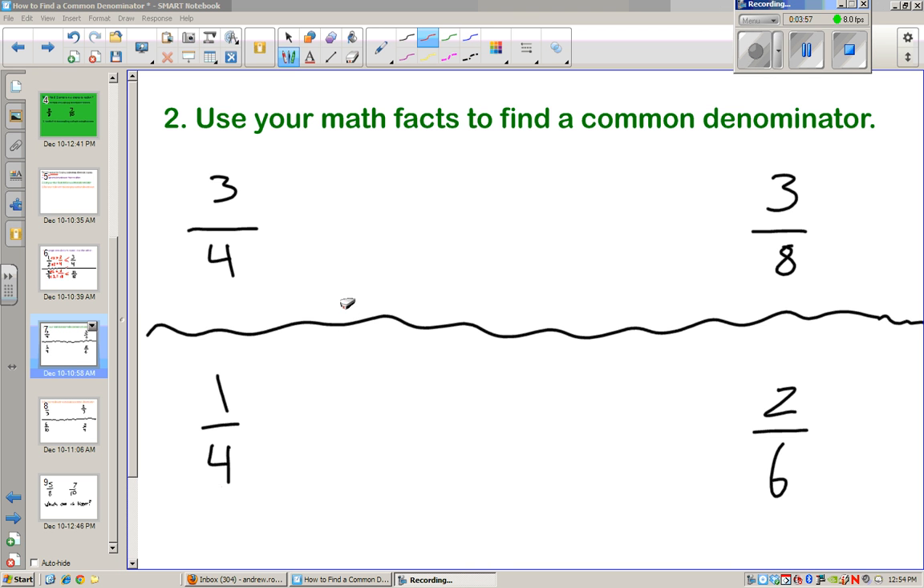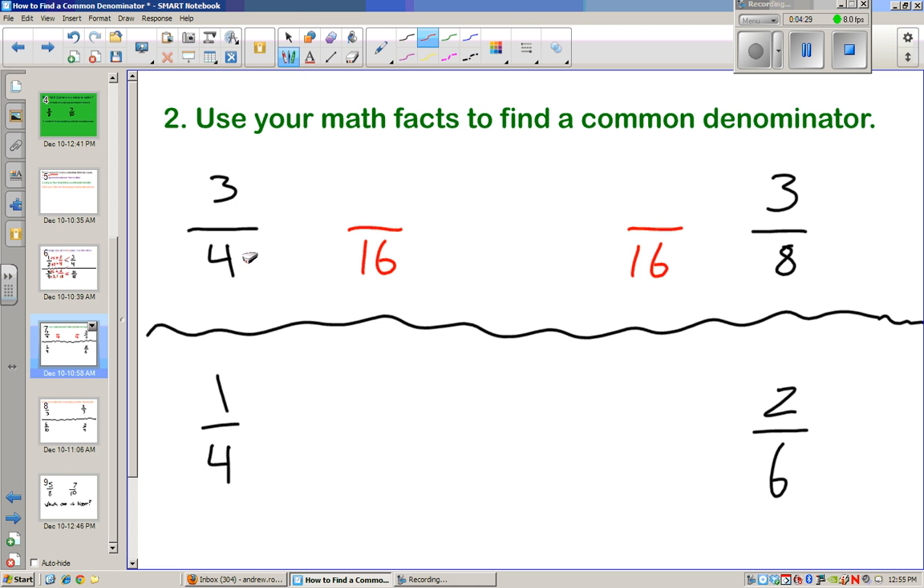The second way is if you can't change one into the other, or you don't want to, you can use your math facts to find a common denominator. For example, what is something that you can change both 4 and 8 into? Well, I know with my math facts that I can change both 4 and 8 into 16. So I'm going to make a fraction with 16ths and do the same thing here.